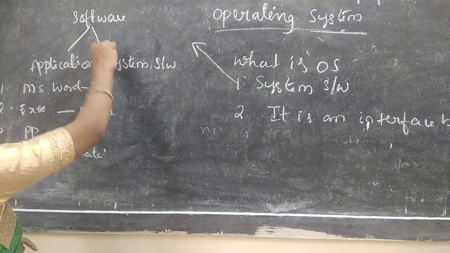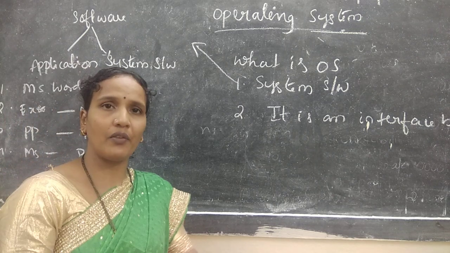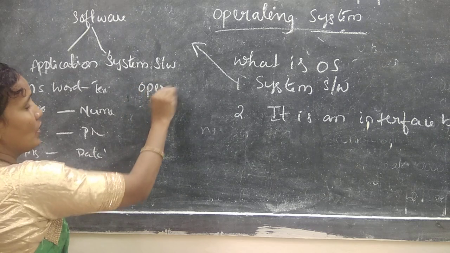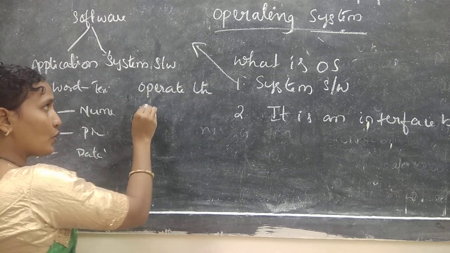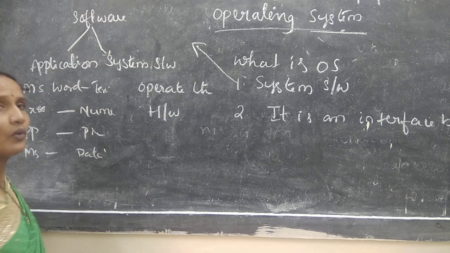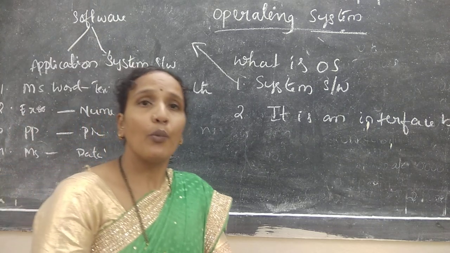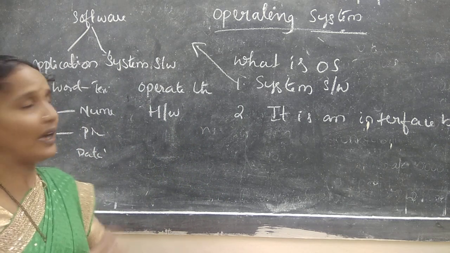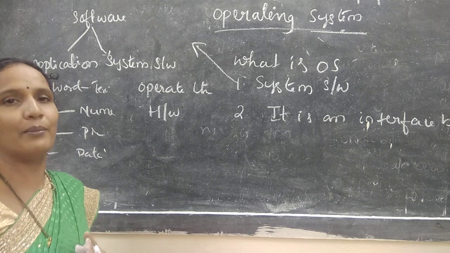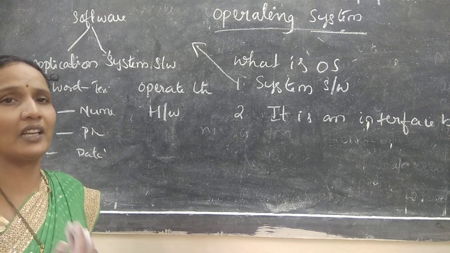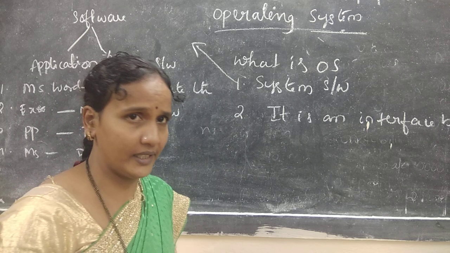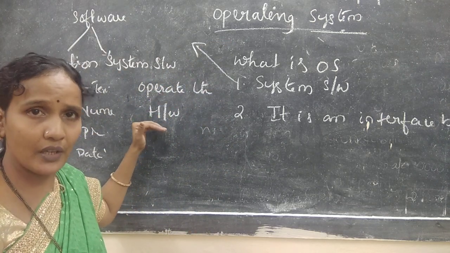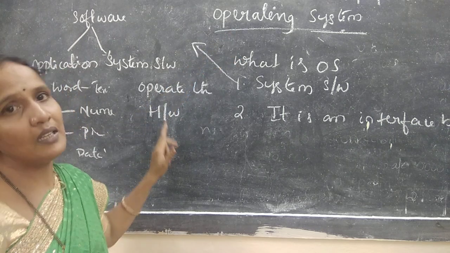Now come to system software. The system software is also software. But this software is designed to operate the system or to operate the hardware of the system. The software which is designed to operate the system will come under the system software. And this software also is used to control, manage, operate the system hardware like a CPU, input devices and output devices. So our subject will come under the system software.